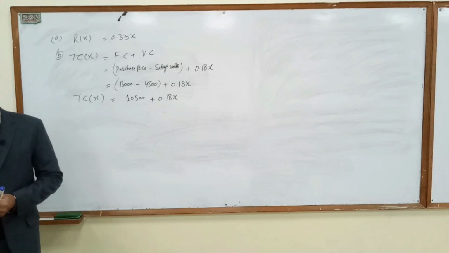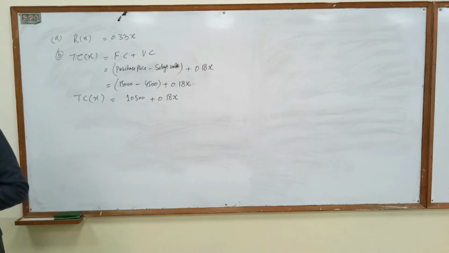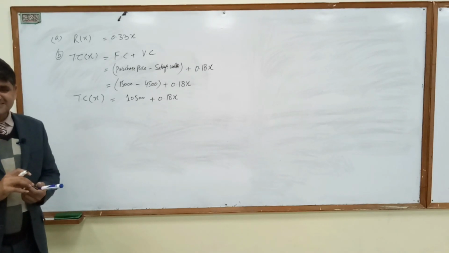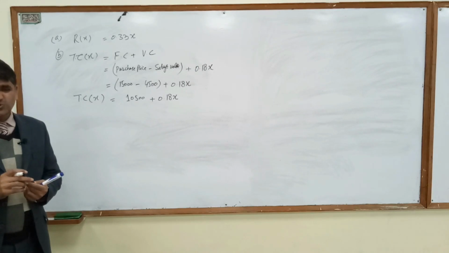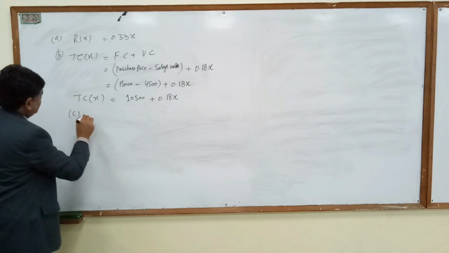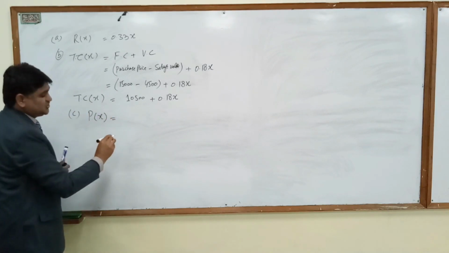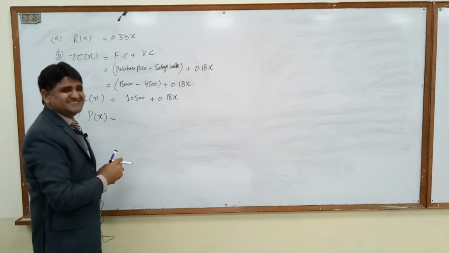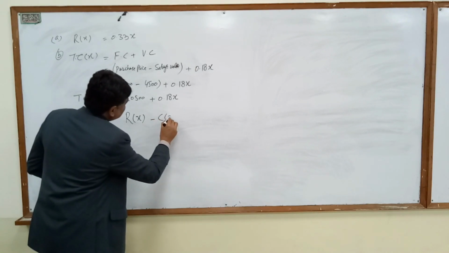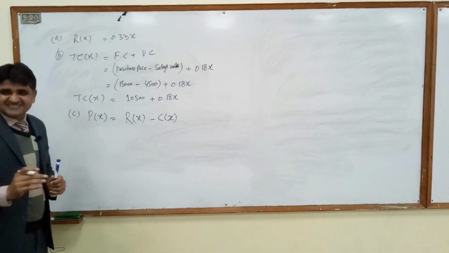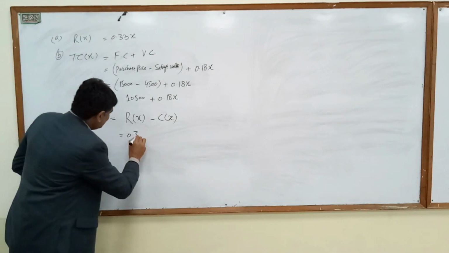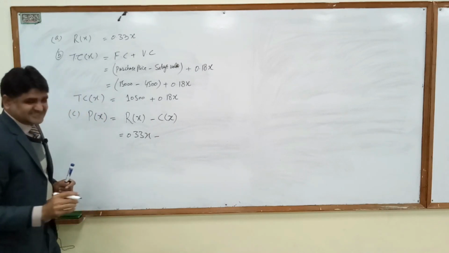Yes. So what's the next part? Part C. Formulate the profit function. What is the profit function? Profit function is equal to revenue minus total cost. Part C. Profit P of X is equal to R of X minus C of X. What is R of X? 0.33x. Very good. 0.33x. What is C of X?